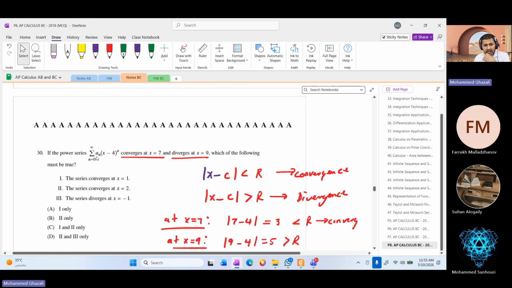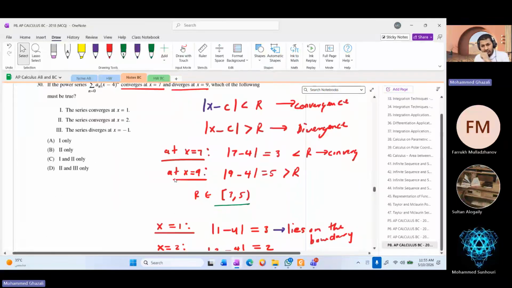Because we don't have an. An can be like an alternating series. It can be negative 1 to the power n. So at x is equal to 1, it can diverge or converge because it lies on the boundary.